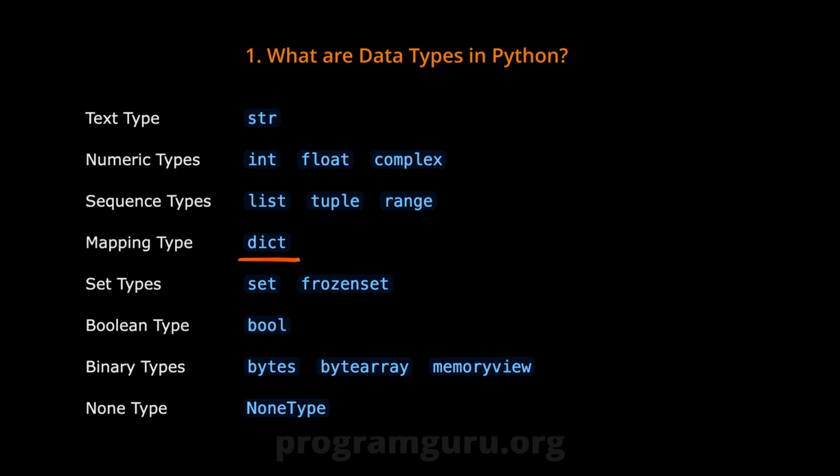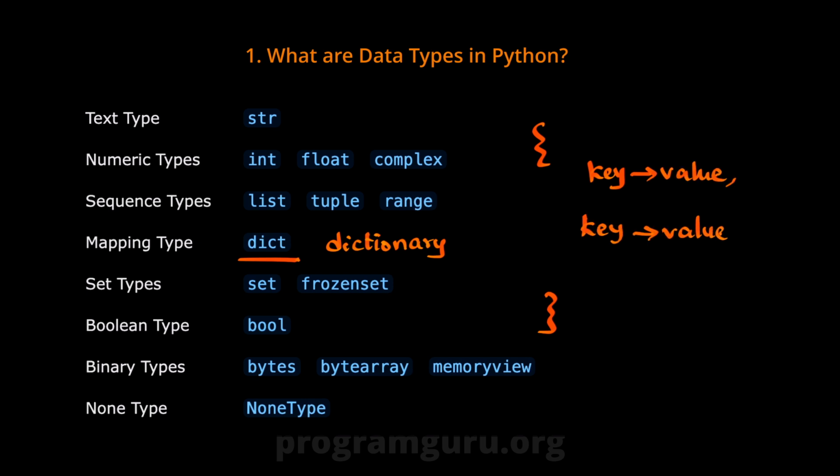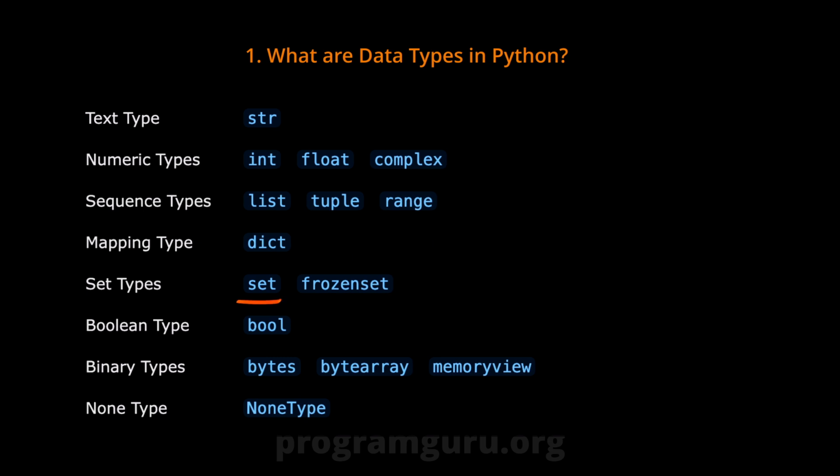In the mapping type, there is dictionary. Dictionary is a collection of mappings which are key value pairs. And keys must be distinct in a dictionary. Coming to the set types, these are collections of unique objects. Set is modifiable while frozen set is not.